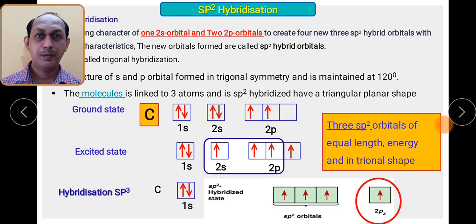So let us see how the sp2 hybridized orbitals are formed. Carbon, atomic number 6, ground state electronic configuration 1s2, 2s2, 2p2.